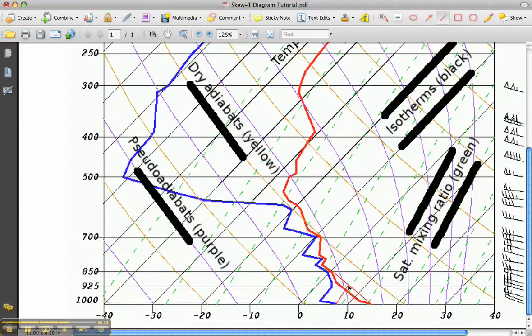It's at that point that the air parcel hits the saturation vapor pressure curve that we learned about back in chapter 4 when we talked about atmospheric moisture. This is actually the location of the bottom of the cloud.